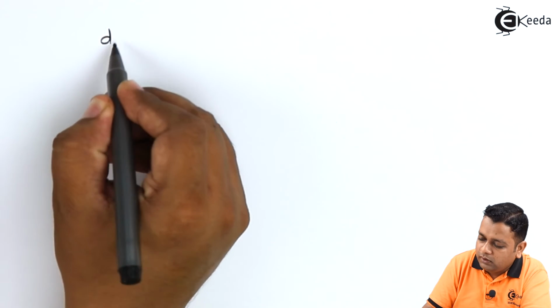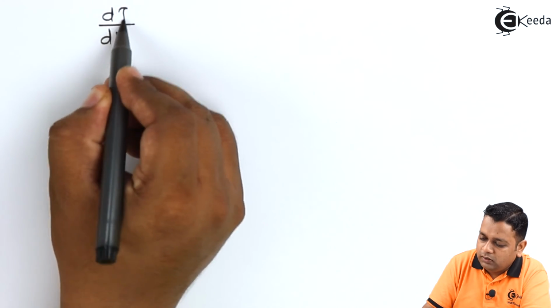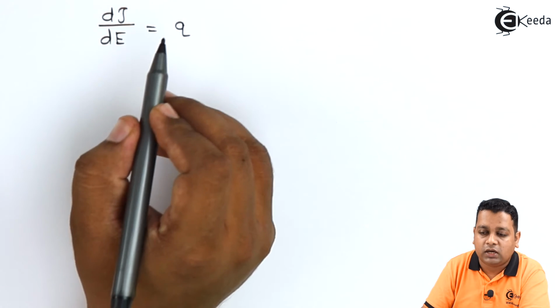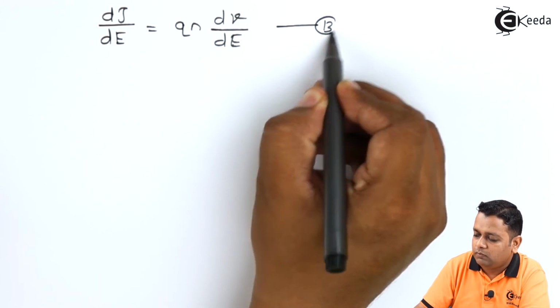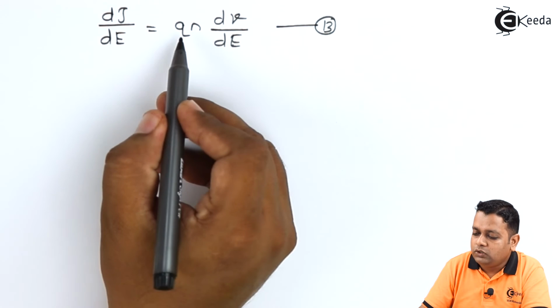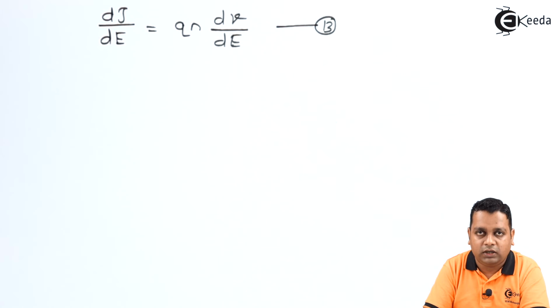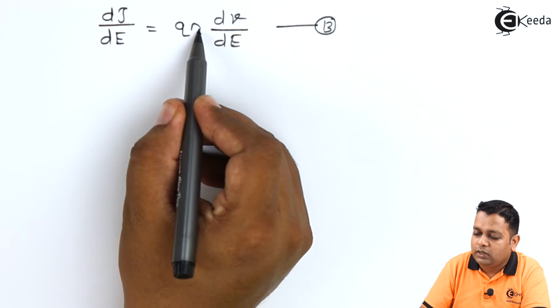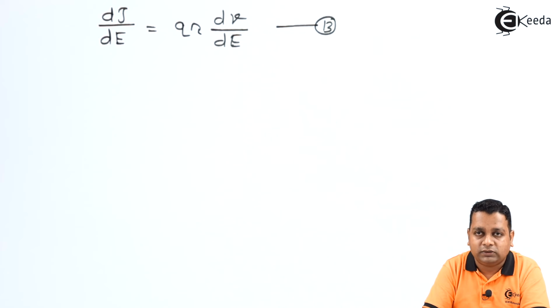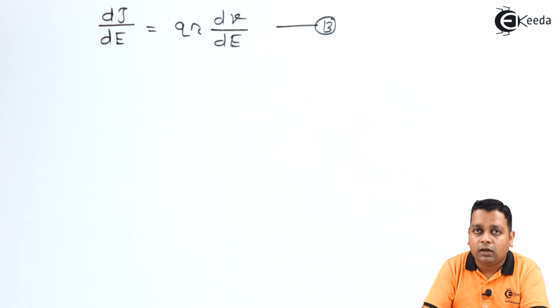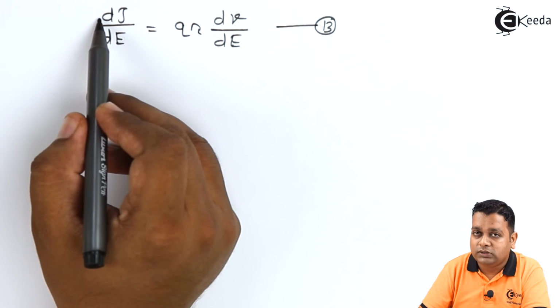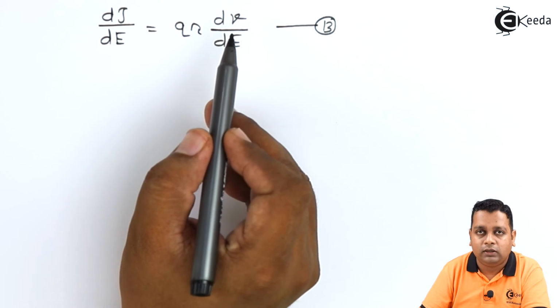Now if we take the differential of equation number 12, we can represent dJ by dE equal to the electric charge Q into N, and here it will be dV by dE. This is equation number 13 here. Now here, Q is the electric charge, a constant value in coulombs. N is the density of the electrons, so the total number of electrons. Here it has not been split into the density of electrons in the lower valley and upper valley. It is the complete concentration of free electrons in the conduction band. So these two are constants. Therefore, the differential with respect to capital E will be applicable only to the velocity here.